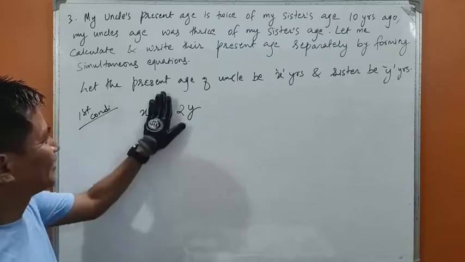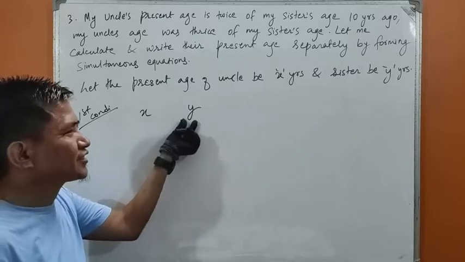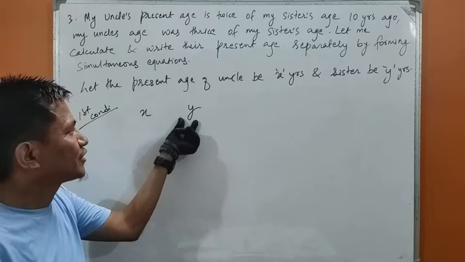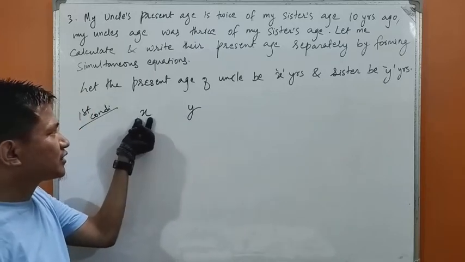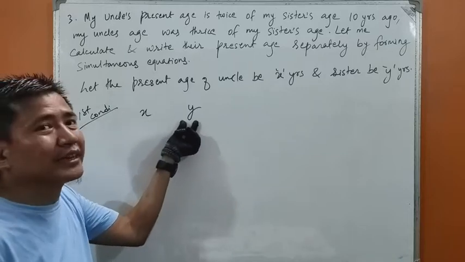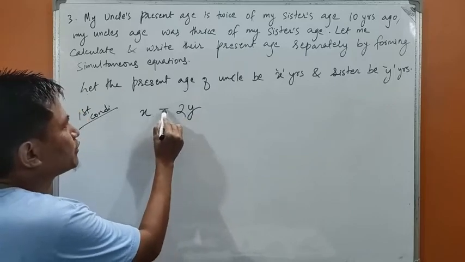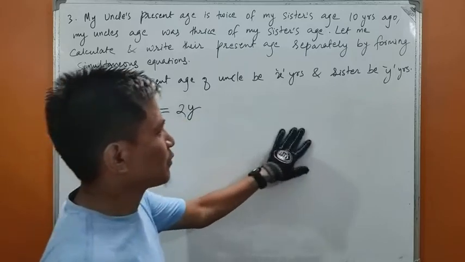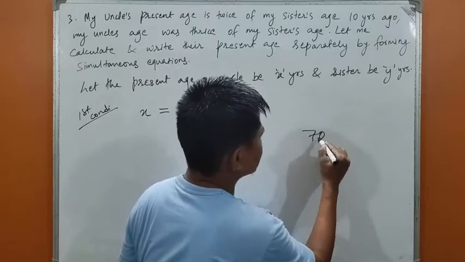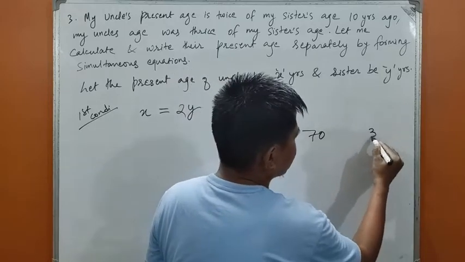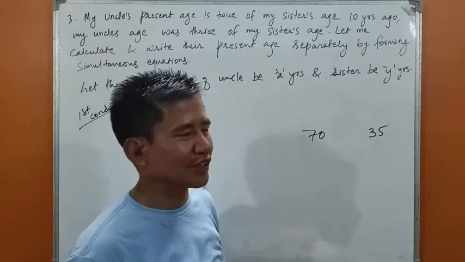I hope you got this. Let me explain again. Presently, the uncle's age is x years and the sister's age is y years. But the question is telling us the present age of uncle, that is this x years, is 2 times the age of sister. So if you multiply sister's age by 2, you will get equal age, isn't it? Suppose my age is 70 years and my daughter's age is 35 years, okay.